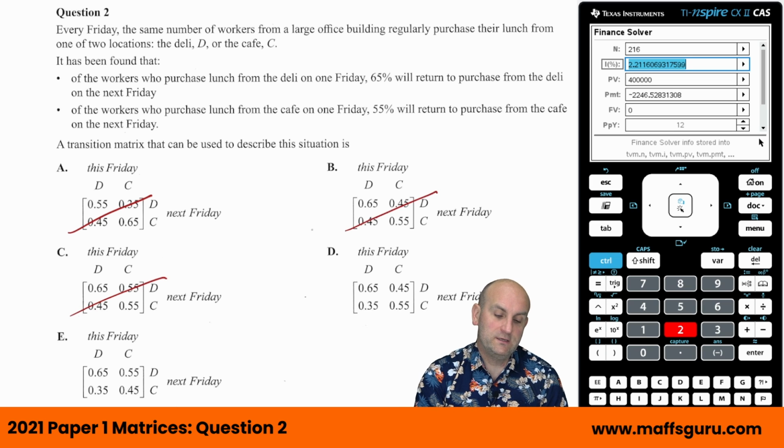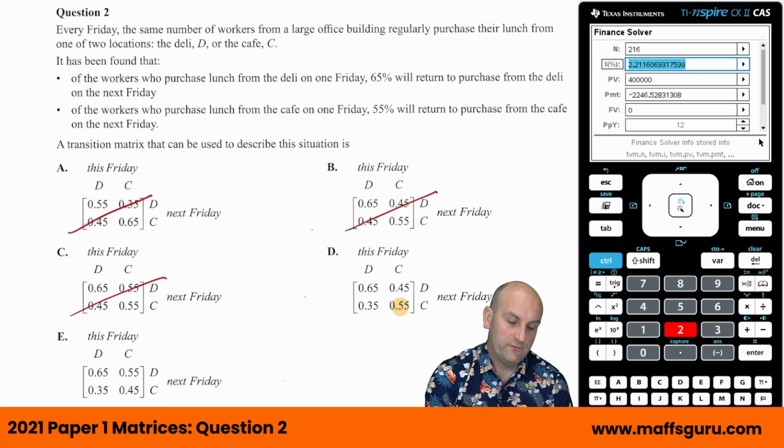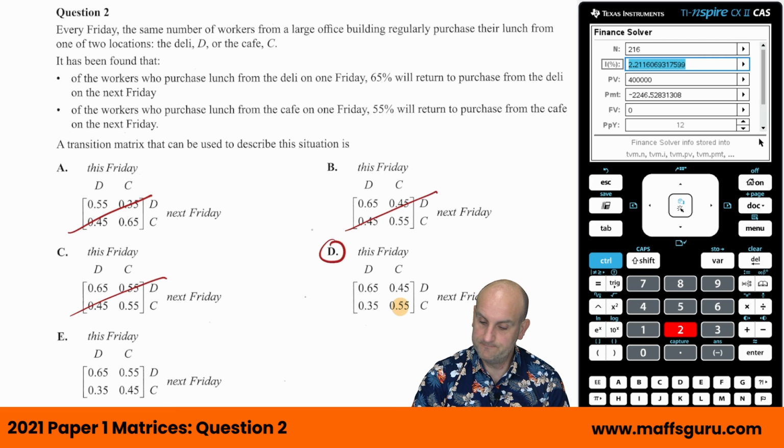Of the workers who purchased lunch from the cafe on Friday, 55% will return next Friday. So cafe to cafe needs to be 0.55, and as far as I'm concerned, there we go. D would be my correct answer.